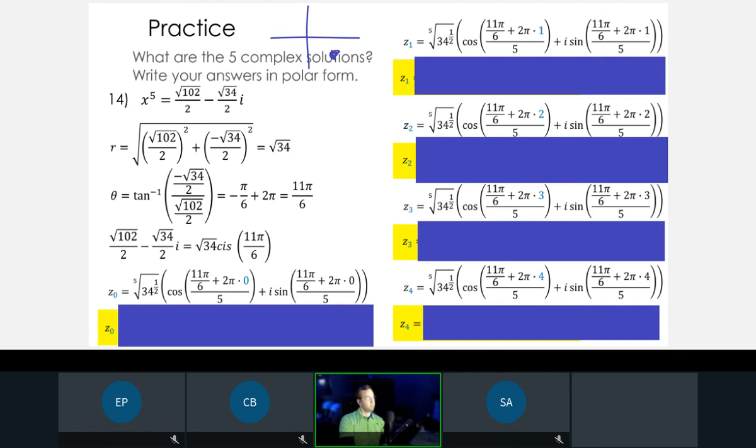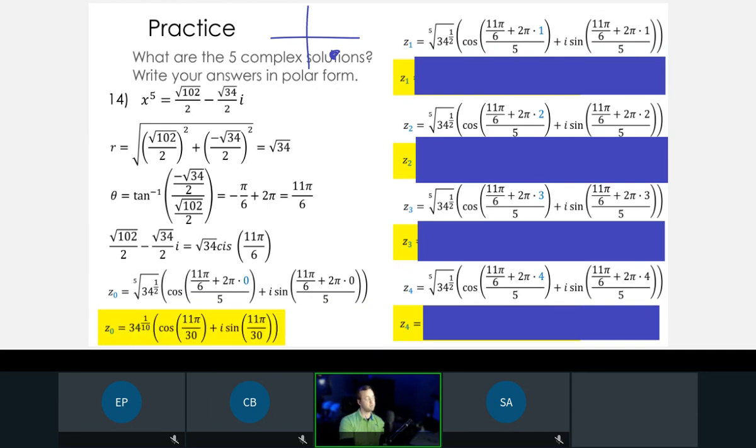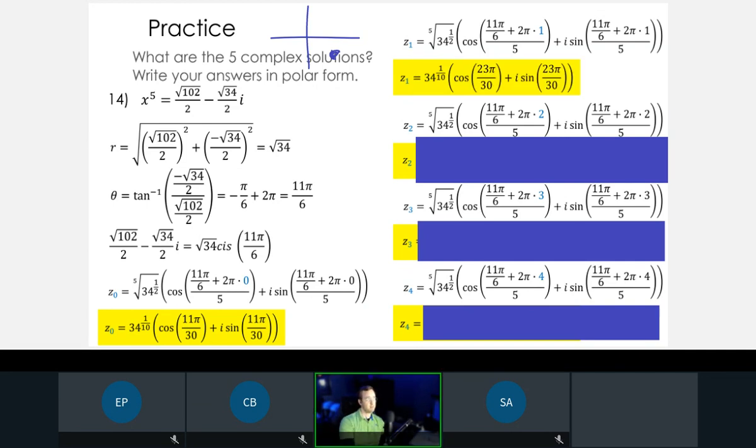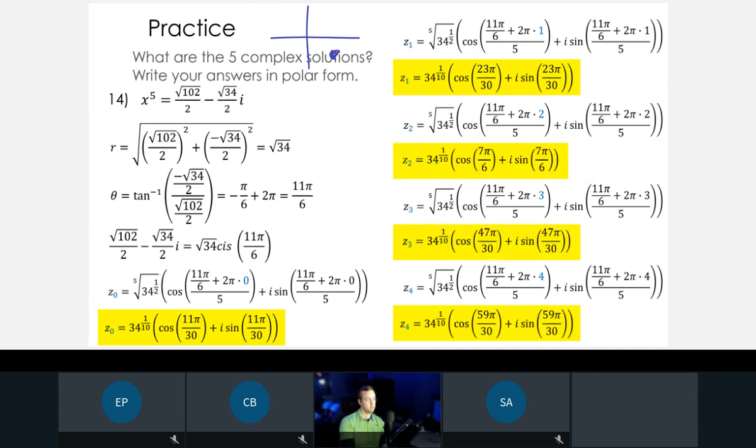All right, and then you just plug and chug. I'm just quickly going to go through this. So Z sub 0, you would do 11 pi over 6, all divided by 5. Hit enter, you get 11 pi over 30. For Z sub 1, you type in 11 pi over 6 plus 2 pi, all over 5. Hit enter. You'll get that for your theta. And so forth. The rest of it is just typing it in, hitting enter.